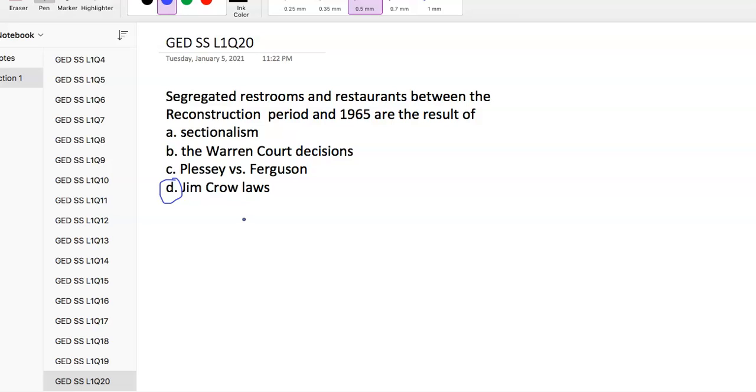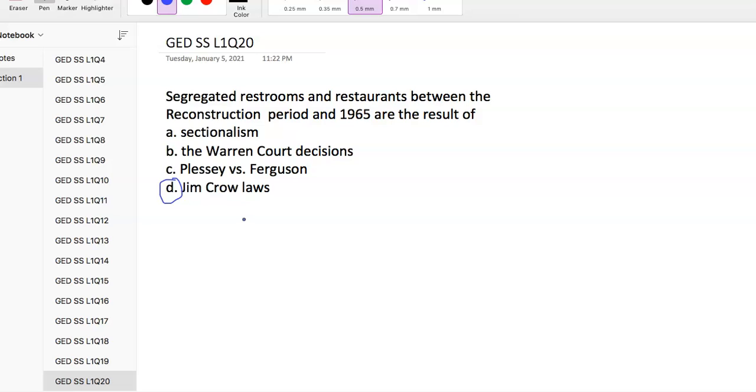Sectionalism was the reality that North and South had 2 different opinions about slavery prior to the Civil War. The Warren Court refers to the Supreme Court of the U.S. between 1953 and 1969, when Earl Warren served as Chief Justice. Warren led a liberal majority that used judicial power in dramatic fashion.